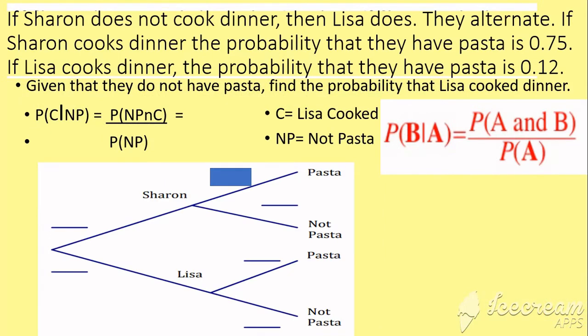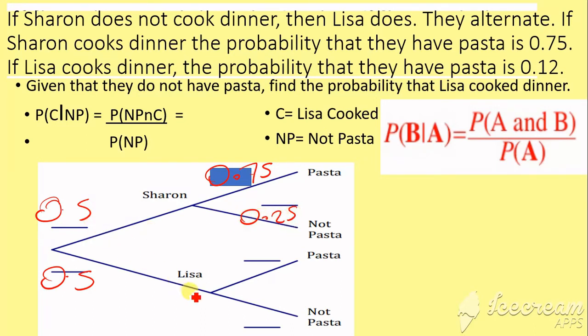Right, so here's your tree diagram to help you out. Put in the numbers, please. Got a feeling what we know. We know that there's an equal chance of Sharon cooking than Lisa, so I'll put 0.5 for both of these, and these add up to 1. Okay. If Sharon cooks dinner, the probability that I have pasta is 0.75, so I'll put 0.75, which then means not having pasta would be 0.25.